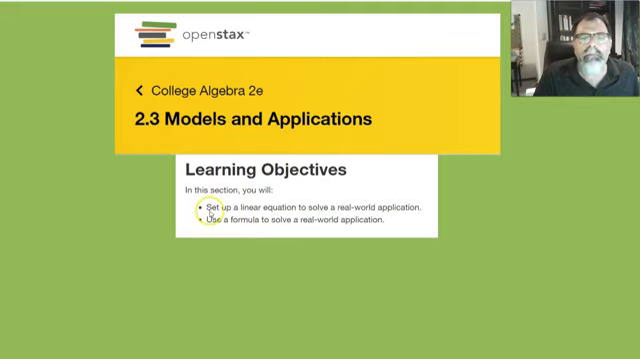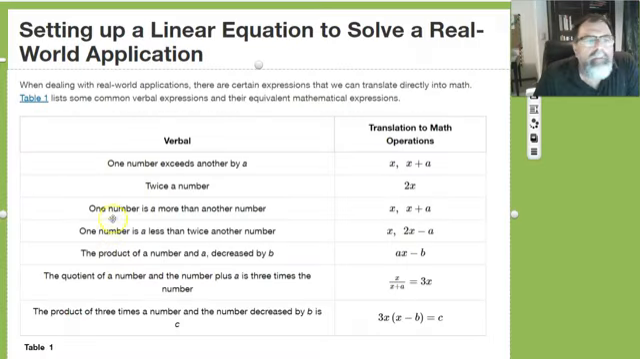Let's start with the first learning objective: set up a linear equation to solve a real-world application, aka word problems. Okay, I'd just like to go over Table 1 from the text. So when dealing with real-world applications, there's certain expressions that we can translate directly into math. This lists some of the common verbal expressions and their equivalent mathematical expressions.